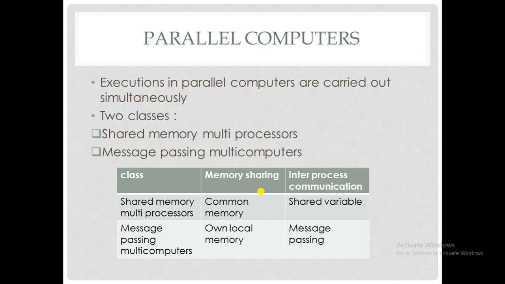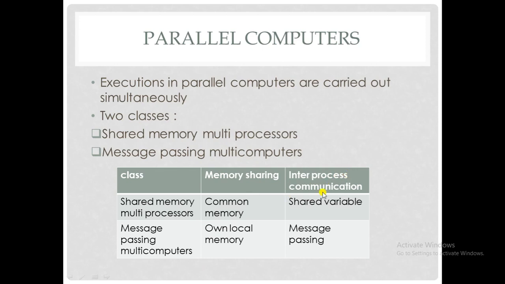Shared memory multiprocessors use a common memory and they can communicate using shared variables. In message passing multicomputers, each computer node in the multicomputer system has its own local memory, and the interprocess communication is done via the message passing system. So we can analyze that the distinction between the shared memory multiprocessors and the message passing multicomputers lies in two factors, that are memory sharing and interprocess communication.